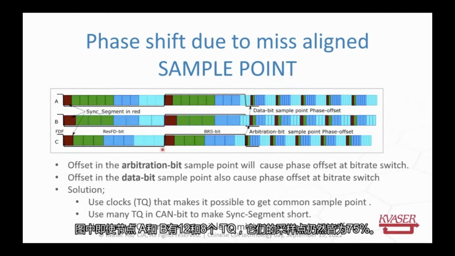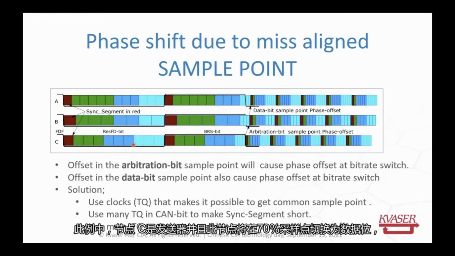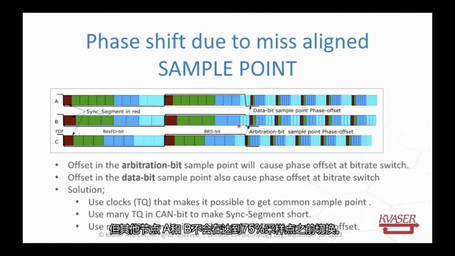The figures show that even if node A and B have 12 and 8 time quanta, they have the sample point exactly at 75%. Node C have the sample point at 70%, and this is not a problem for classical CAN because the margin to error is normally very large. Different sample point location in CAN-FT is very problematic when using bitrate switch. In this case is node C the sender, and will switch to data bits at the sample point at 70%, but the other two nodes, A and B, will not switch until they reach their sample point at 75%.